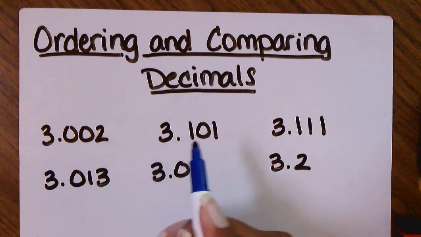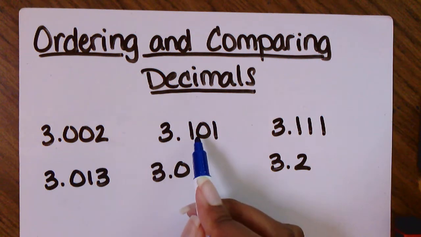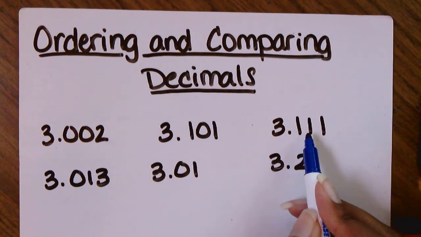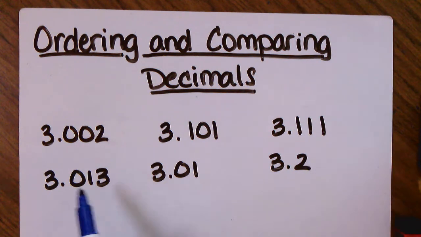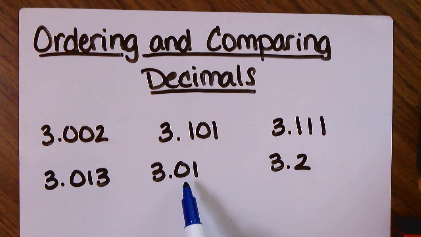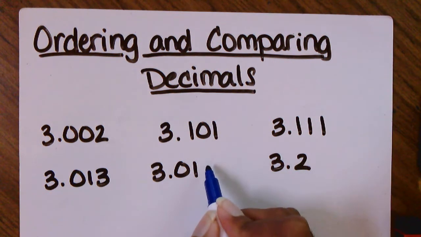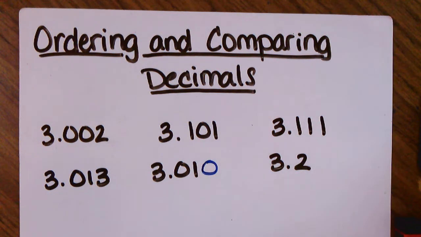This one has 3 numbers after the decimal place. This number has 3 numbers after the decimal place. This number has 3 numbers after the decimal place. But this number only has 2 numbers after the decimal place. So we can add a trailing 0, and that doesn't change the value of this number. This 3.2 only has 1 number after the decimal place, so we can add 2 trailing zeros, and that still doesn't change the value of this number.